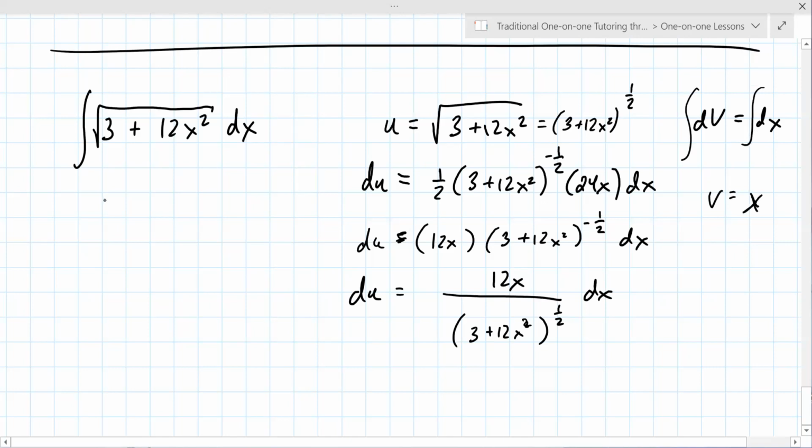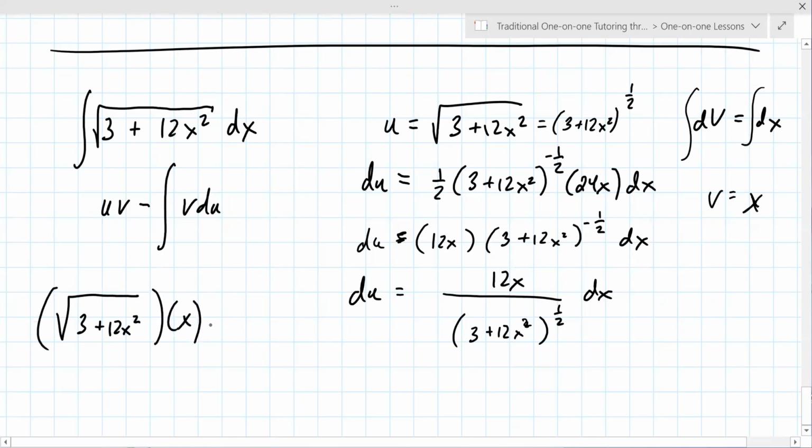So this is uv minus integral v du. Your u is the square root of 3 plus 12x squared. Your v is x, minus the integral du. Why did you divide it by 12x over 3 plus 12? Because of the negative 1/2 exponent. A negative 1/2 exponent goes to the bottom to become 1/2.